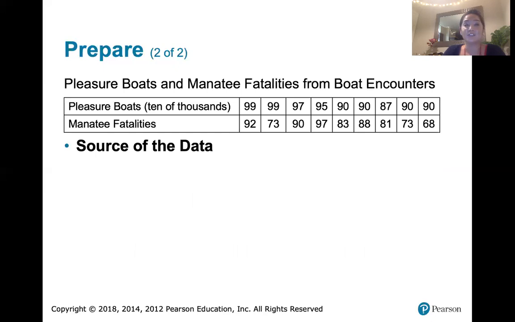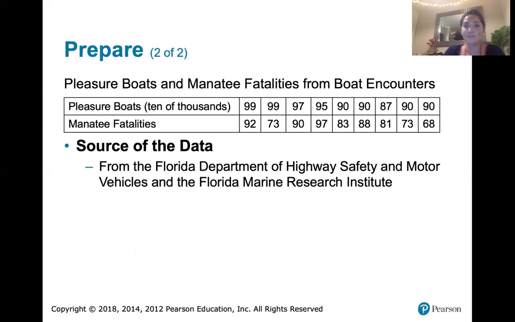Then we want to consider the source of the data. We say, who gave us this information? This is from the Florida Department of Highway Safety and Motor Vehicles, and also the Florida Marine Research Institute. So these guys are very likely to want to be honest with us. I would trust this data. They're both reputable sources. I don't think they would have any incentive or reason to lie to us.